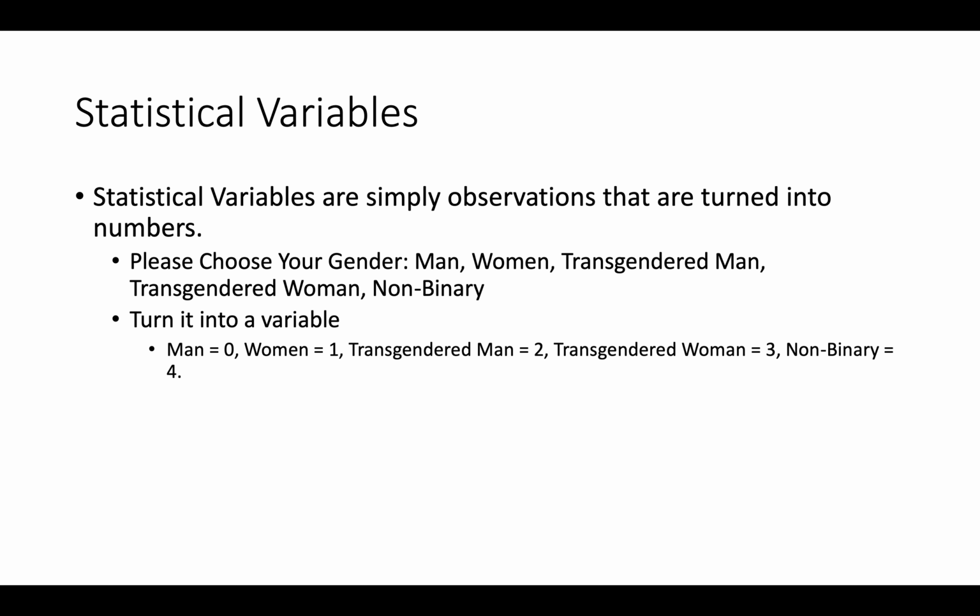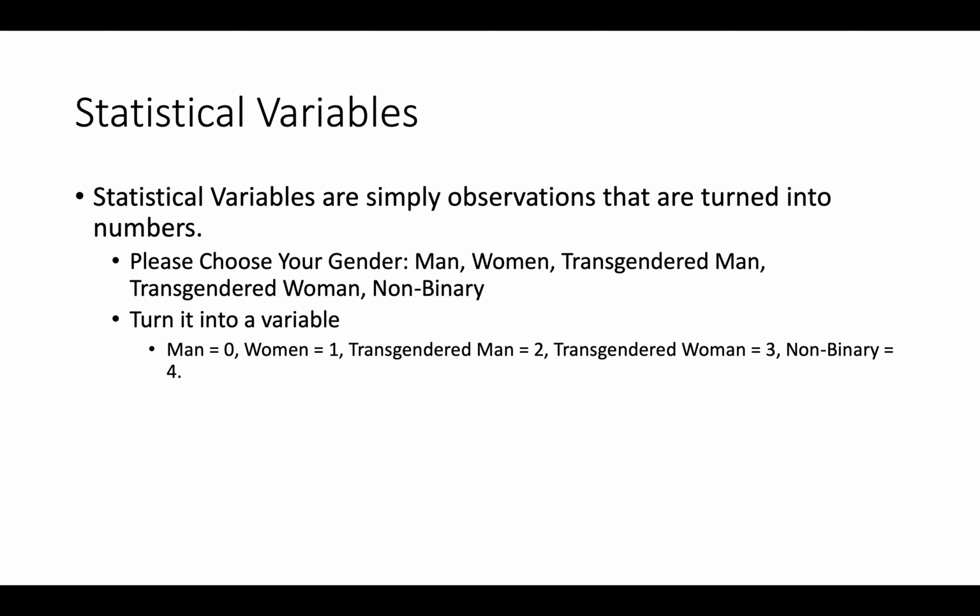Nonetheless, everything we do in this class is going to require every variable to be converted to a statistical variable. So here is an example of a variable, just the traditional gender variable, where I have to convert it to numbers so I can do analysis on it. So I just say man equals 0, woman equals 1, transgender man equals 2, transgender woman equals 3, non-binary equals 4. I've just taken an open response, categorical variable, we'll learn about that in a second, and converted it to numbers.